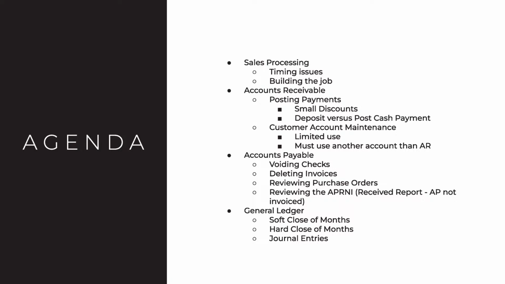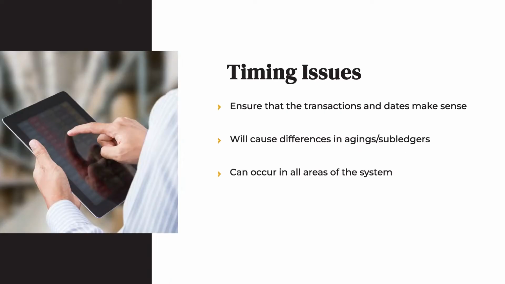And in those different modules, there are a lot of times timing issues. And these timing issues, like I said, can occur in any of those modules, but they're definitely items that cause differences in your agings or your subledgers and comparing those to the general ledger balances. What a timing issue is, basically, is not matching your revenue and expenses to the same time, or making sure that your transactions just make sense timing wise.